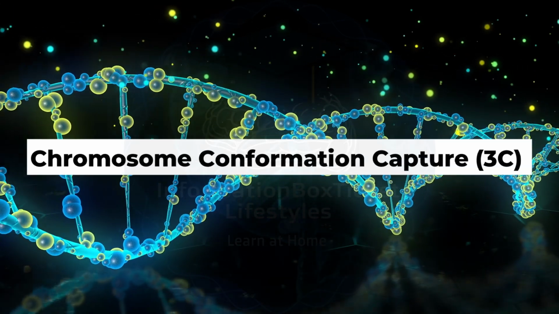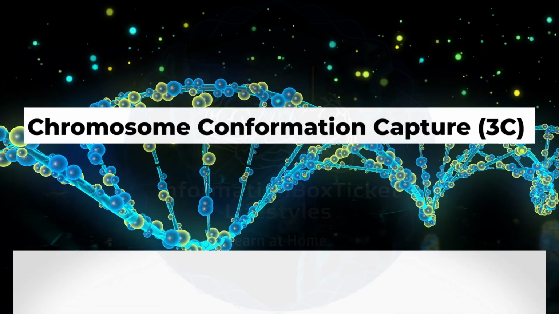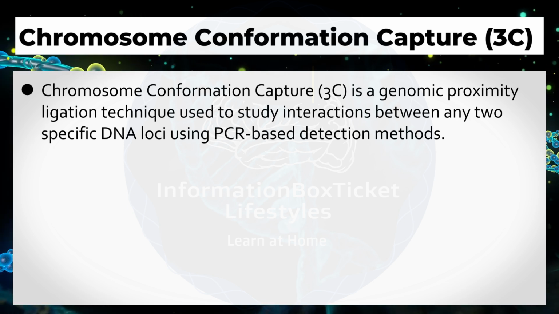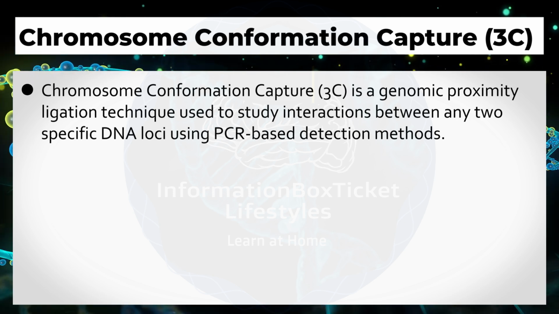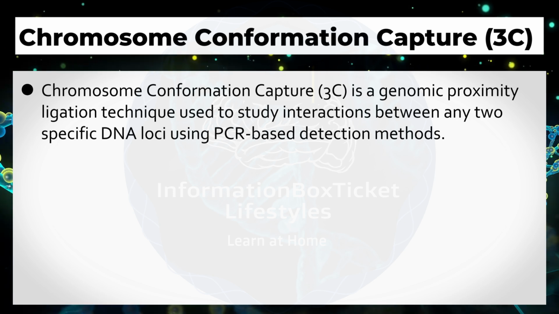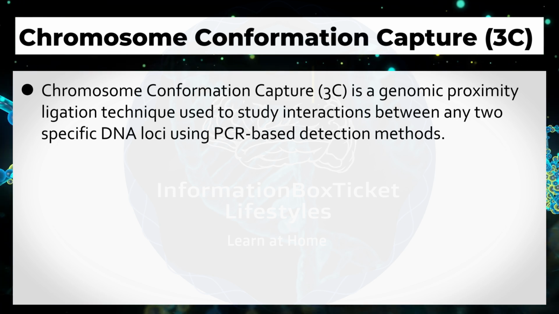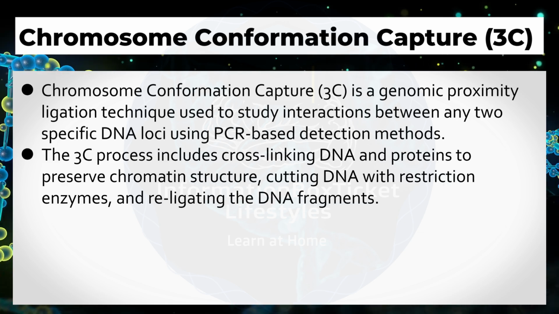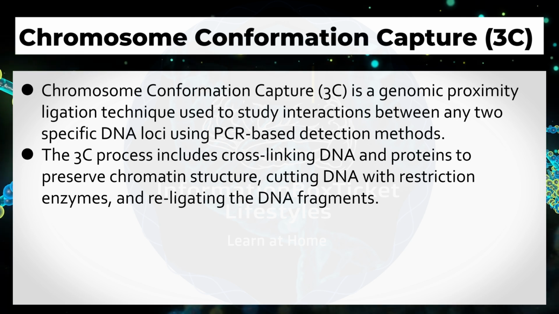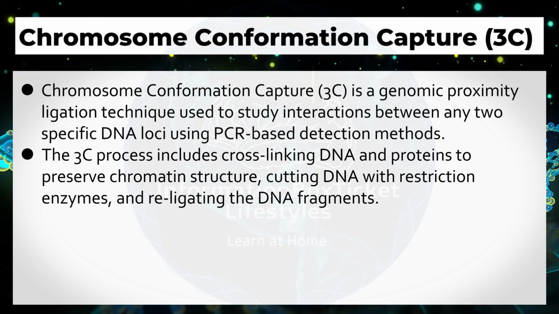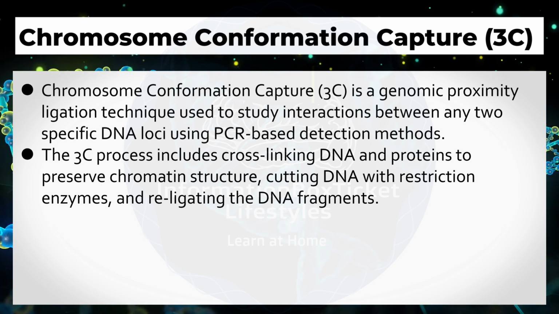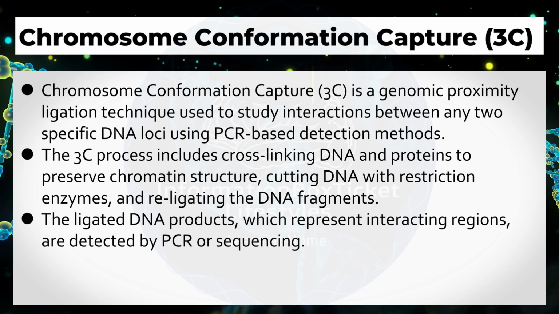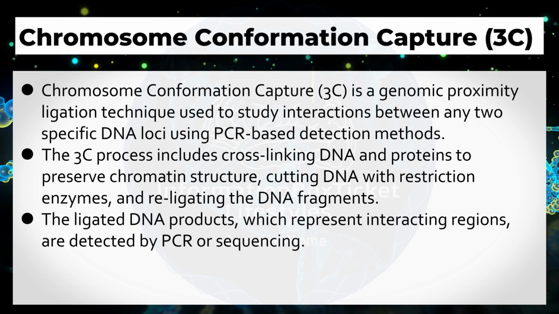Chromosome Conformation Capture, 3C. Chromosome conformation capture 3C is a genomic proximity ligation technique used to study interactions between any two specific DNA loci using PCR-based detection methods. The 3C process includes cross-linking DNA and proteins to preserve chromatin structure, cutting DNA with restriction enzymes, and religating the DNA fragments. The ligated DNA products, which represent interacting regions, are detected by PCR or sequencing.